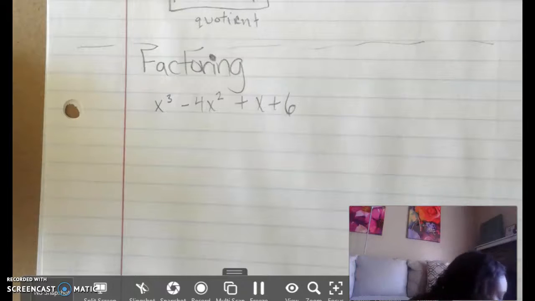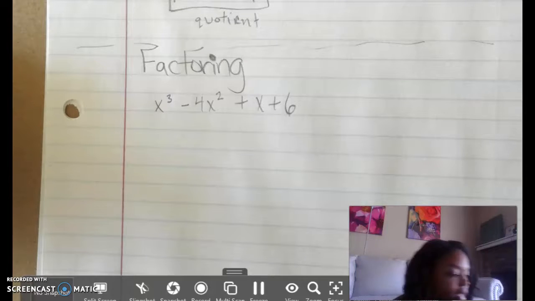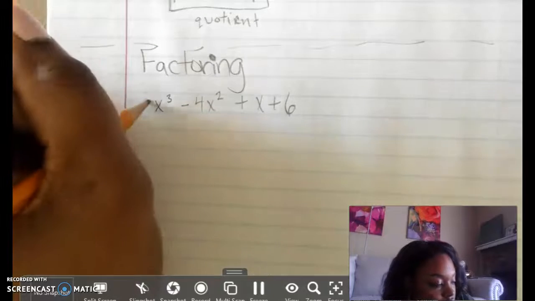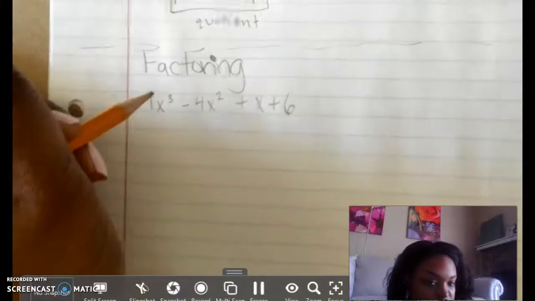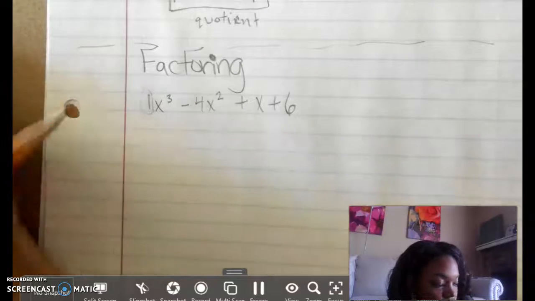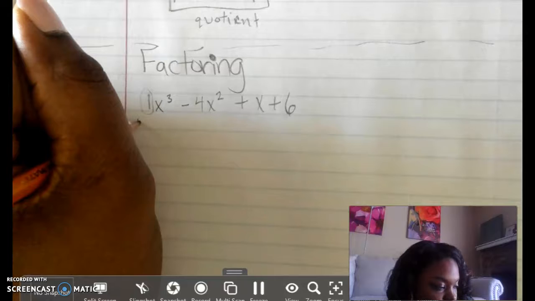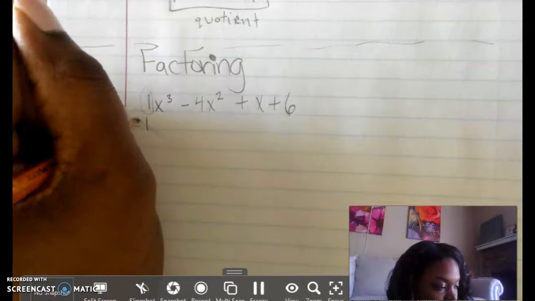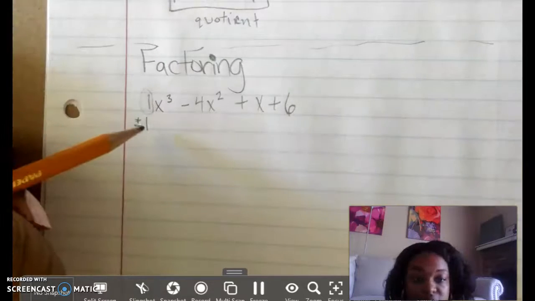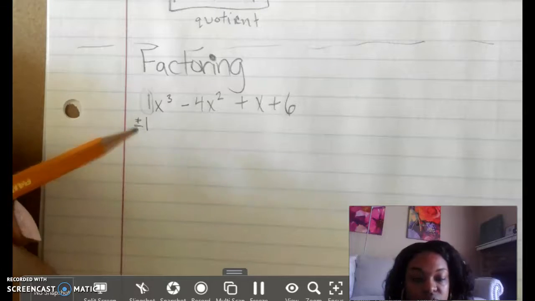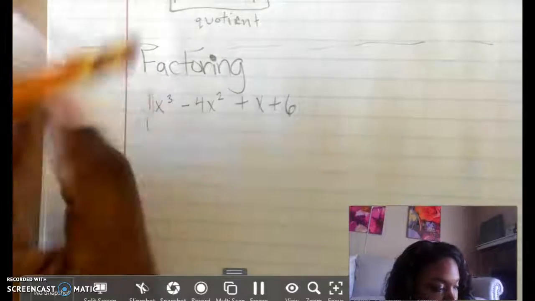So what you would do here is you're looking at 2 different key things. One, the leading coefficient here is 1. So you want to think, okay, what are my factors of 1? Well, that's pretty simple. It can be positive or negative 1, plus or minus 1, because 1 times 1 is 1, and negative 1 times negative 1 is also 1, okay? So don't forget about both the positive and negative factors.